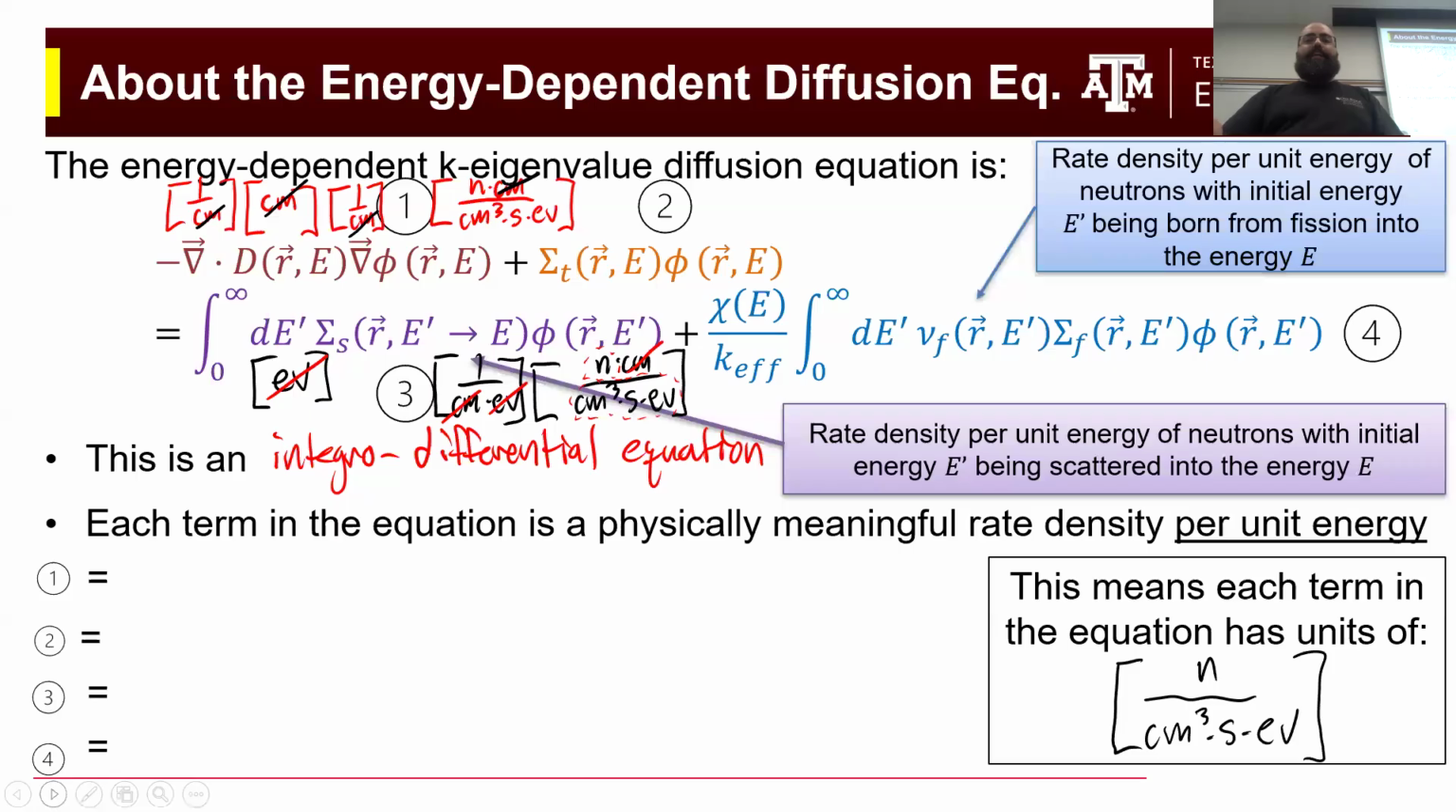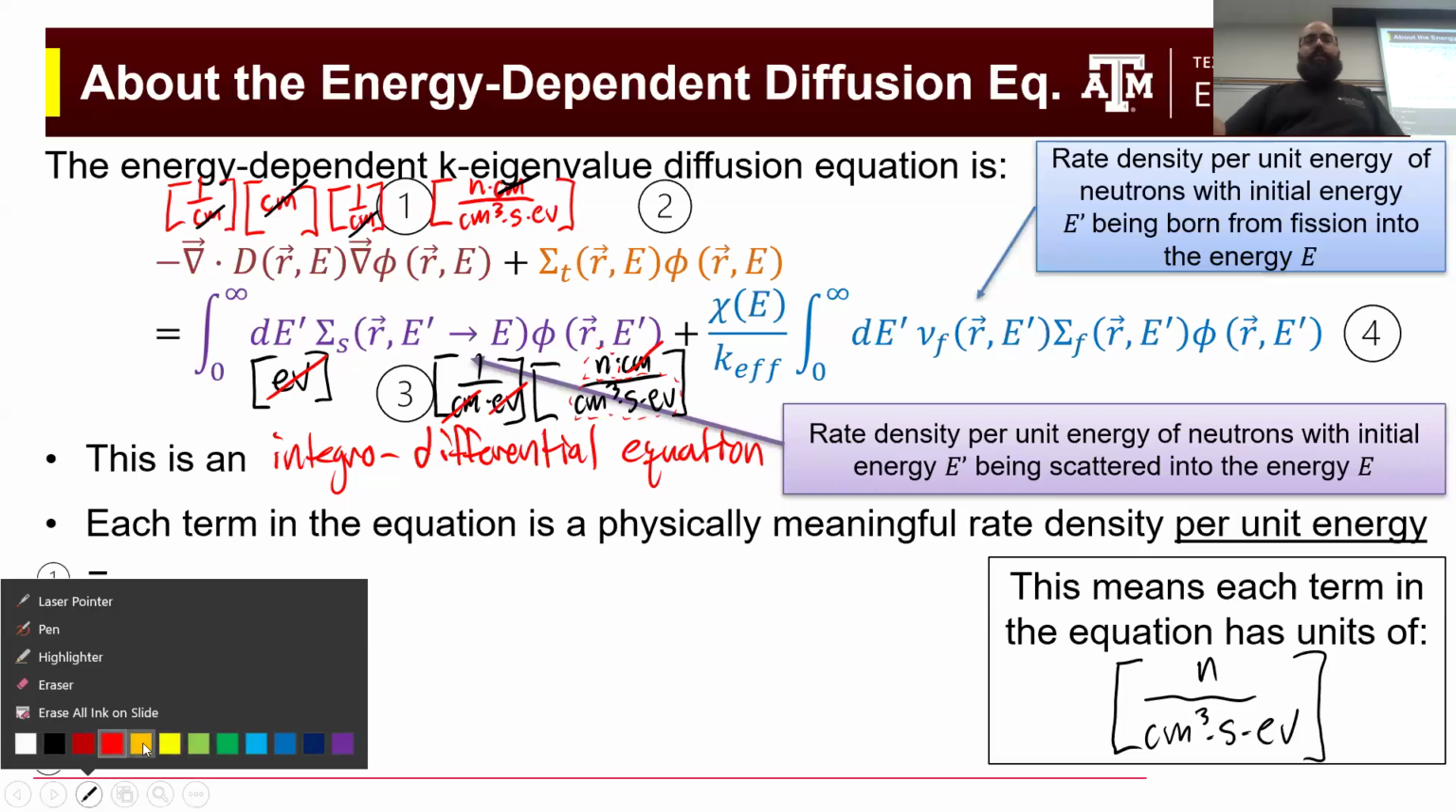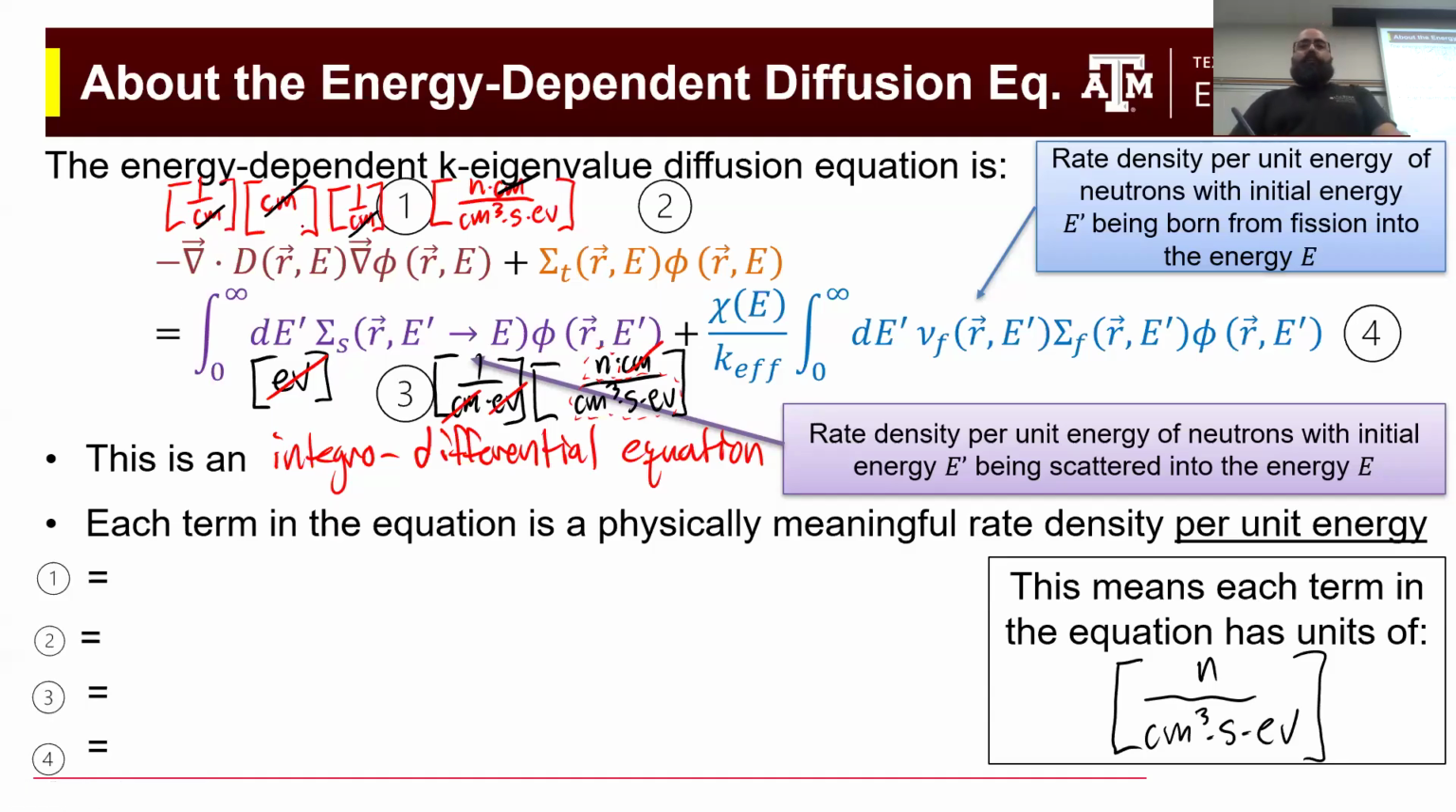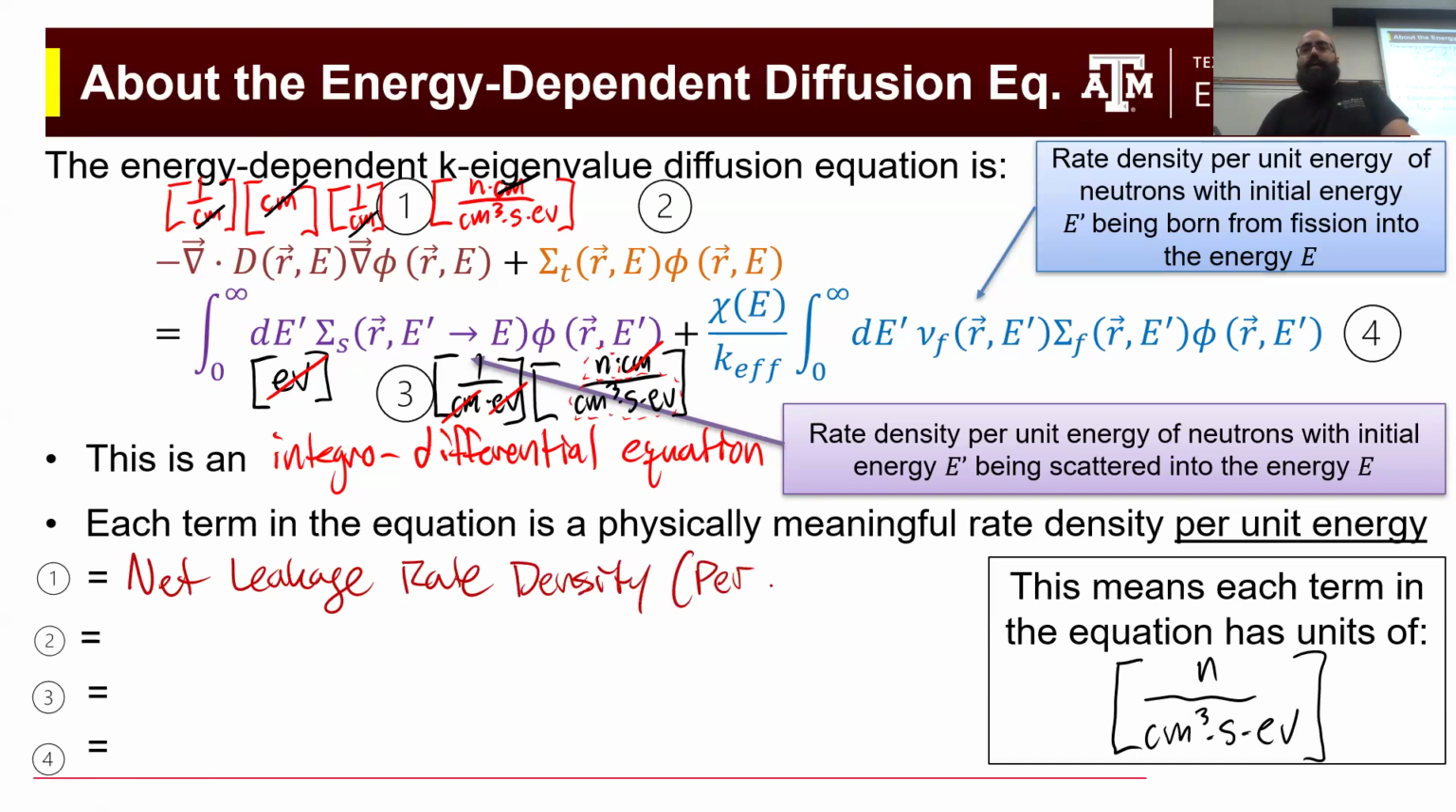In each of these terms, we could give it a physical name that tells us some context about what the equation is representing. So this first term that has the diffusion coefficient and the divergence of the gradient, that's my net leakage term. So this would be my net leakage rate density. And it's a density, and it's also a density per unit energy, because it's got those units of neutrons per unit volume, per unit time, and per unit energy.